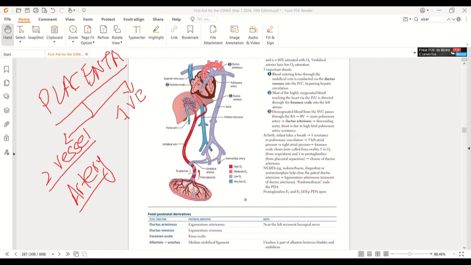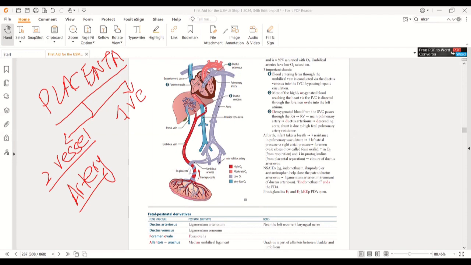So can anybody tell me what is the embryological origin of these three vessels? Because I am making this in the USMLE format, the way USMLE asks questions from the students, right? The umbilical artery and umbilical vein are from which structure?